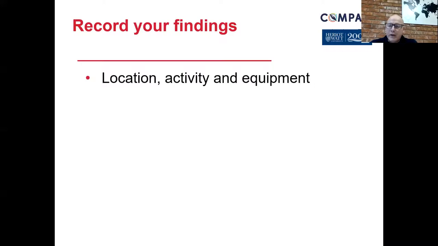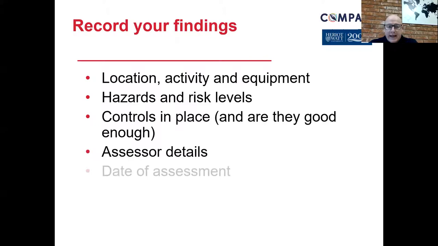Now, in step 4, it says record it. So once you've done your risk assessment, put it down on a standardized approach. It can be electronic, it can be a written form, but ultimately people need to know about it and how to use the controls. And that's why the third bullet point, controls are in place. And are they good enough? You constantly ask that question.